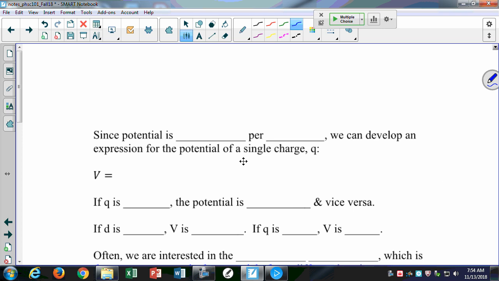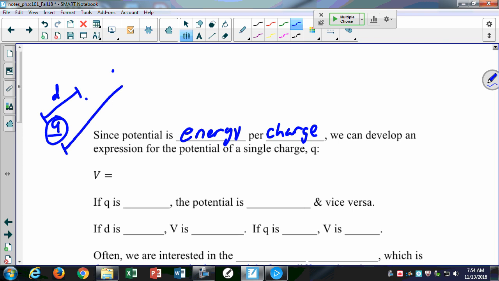So, since potential is energy per charge, we can develop an expression for the potential of a single charge. So if I have a charge here, I have potentials at these different points that are certain distances from that charge, and we'll call these distances D. D here, I'll call this D1, D2. What is the potential at that point?